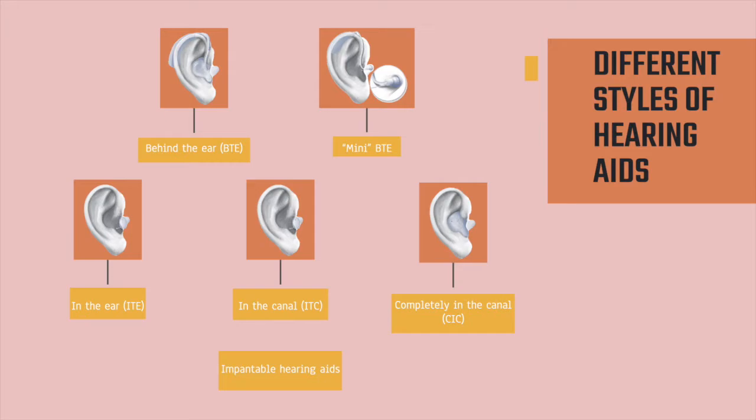The electronic parts are held in a case behind the ear. Sound travels from the hearing aid through the ear mold and into the ear. BTE aids are used by people of all ages for mild to profound hearing loss. A new kind of BTE aid is an open-fit hearing aid. This aid fits behind the ear completely, with only a narrow tube inserted into the ear canal.